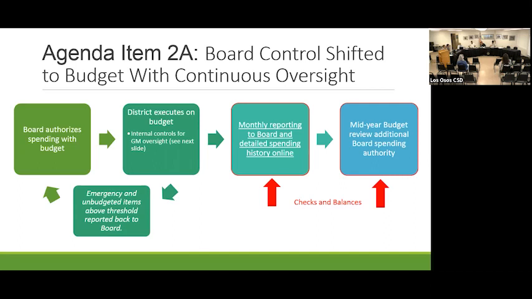And right now we really don't have clear, and I'll talk a little bit more about the emergency and unbudgeted items. But again, that would be more of a smaller loop of information that would be beyond the monthly reporting and mid-year. That would be more along the lines of me reporting back when we're making unexpected or unbudgeted expenditures.